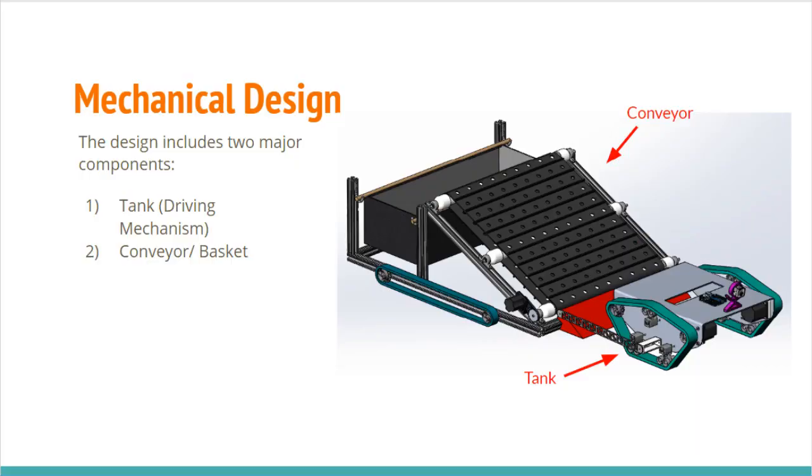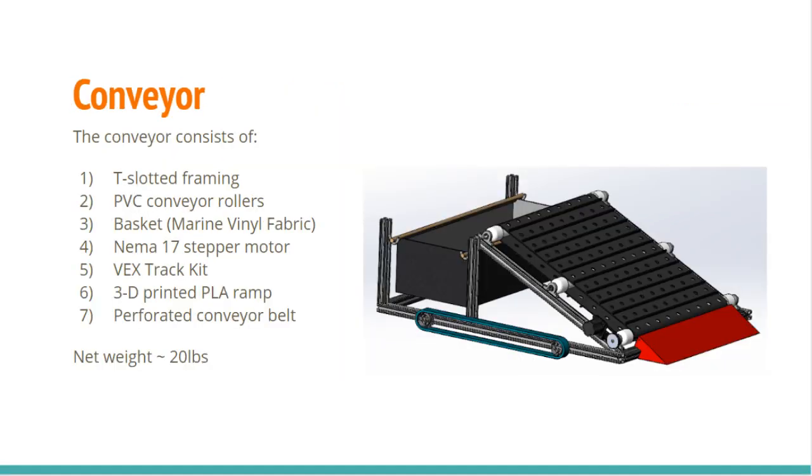The mechanical design consists of both a tank as a driving mechanism and a conveyor with a basket attachment. The idea is that once the water bottle gets detected, the tank will pass over the bottle and get ramped up into the conveyor and back into the basket. The conveyor system is composed of the following equipment, adding up to a total of about 20 pounds.